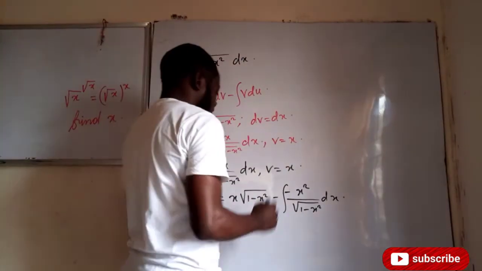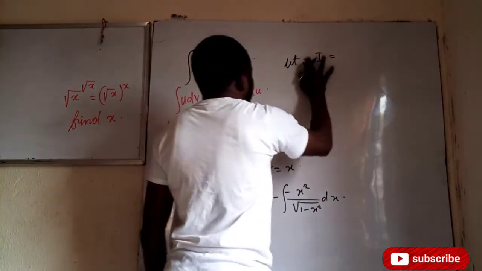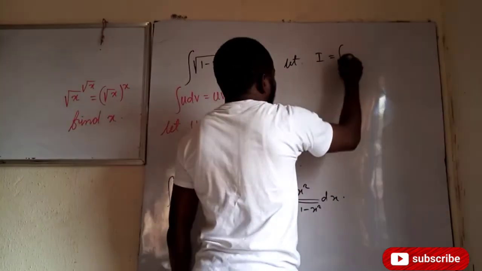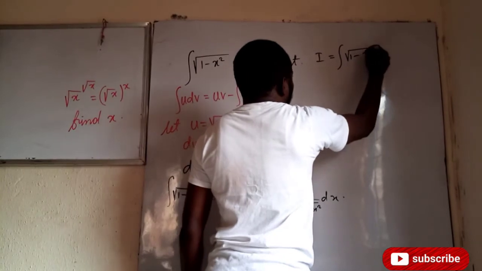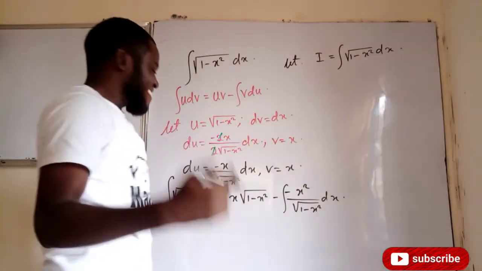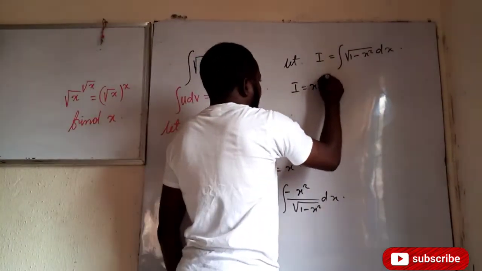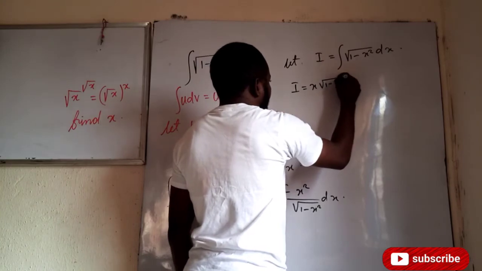So I will first of all say let I equal the integral of the square root of 1 minus x squared dx. Okay? If this should be the case, I have that my I is equal to x root of what? 1 minus x squared.